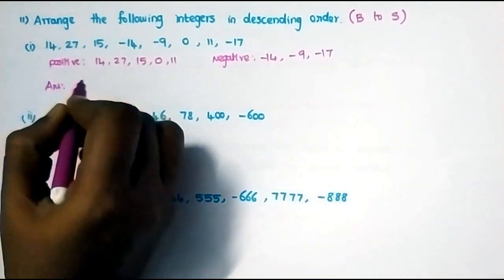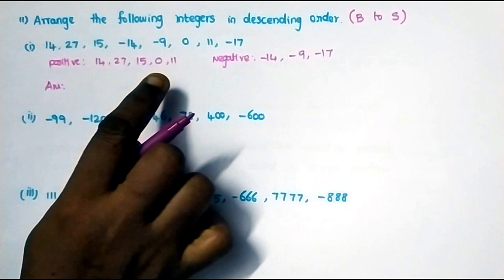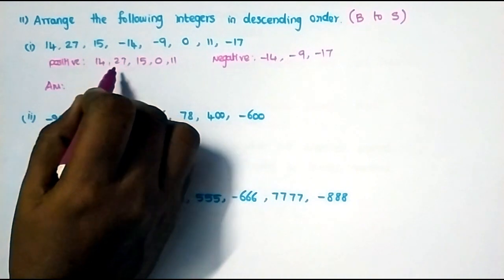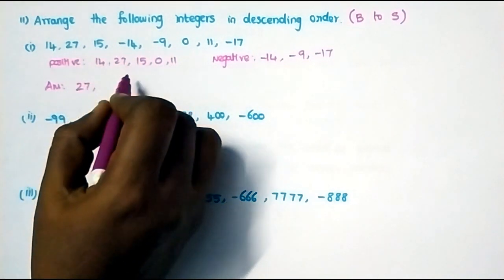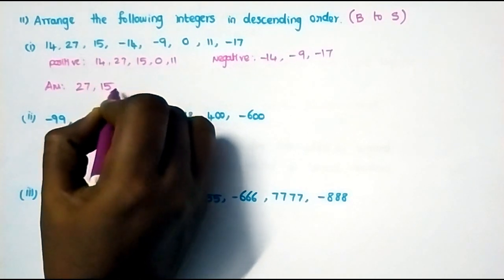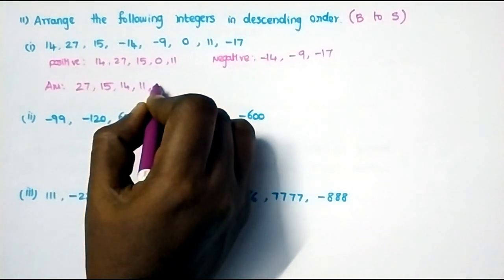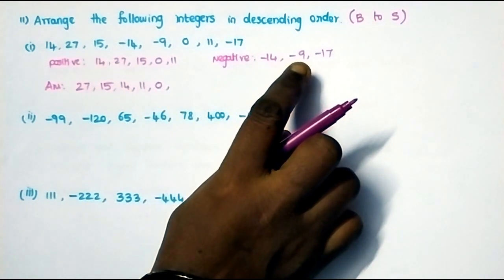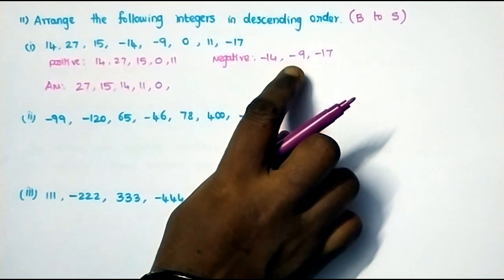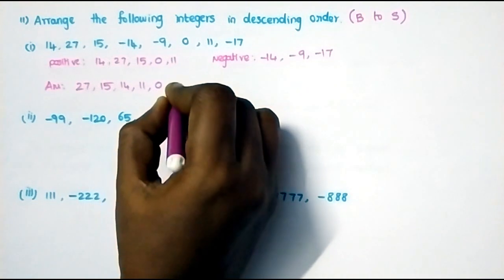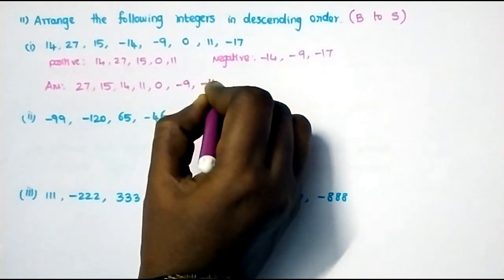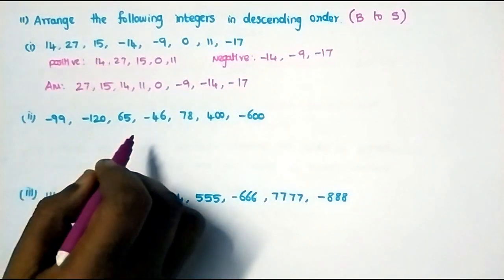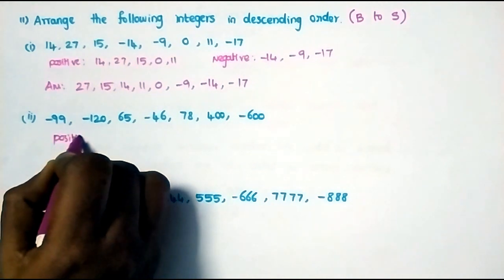Now the answer, which one is the biggest one here? In positive numbers, in that 27 is the biggest number, and then 15 and then 14 and then 11, 0. Here which one is the smallest number, that value is biggest. So minus 9, minus 14 and minus 17. That is the answer.